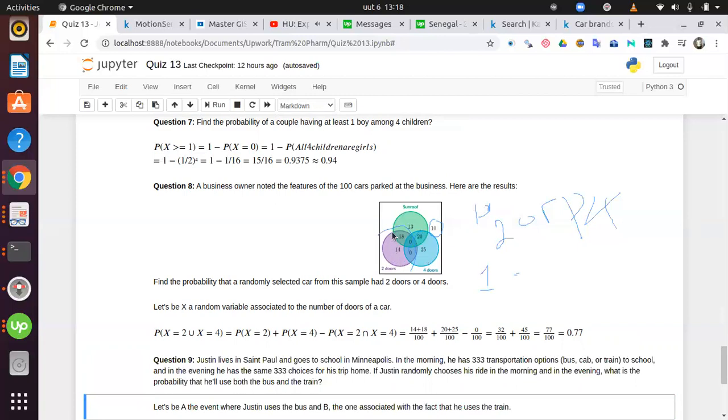If you are in this space, in this case, either it is 2, either it is 4. So it is this space. If the question was asking you, for example, the probability that the car doesn't get 2 doors, the contrary set to this one is this space. So it will be 1 minus the probability that a car is in this set. Okay, understood.